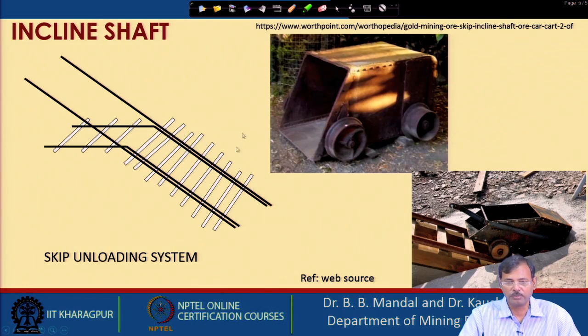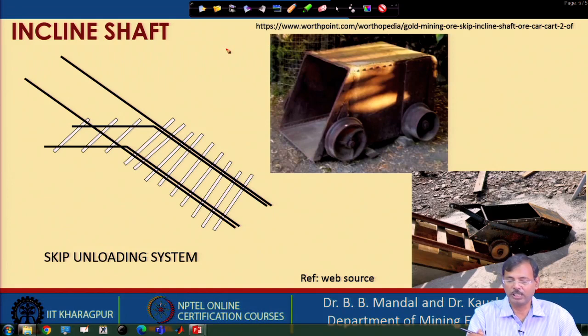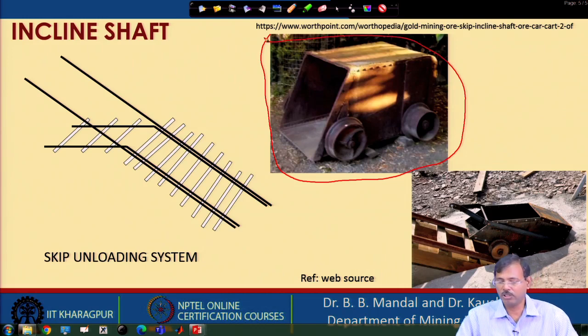of an inclined shaft. Now, this is the photograph of the skip. This is a very important photograph, and I would like to draw your attention. You can see this is the skip, and this is the skip pulling system. The winding rope is attached to this, and this rope is basically pulling this, and it can move on the rail, and the material is placed at this position.